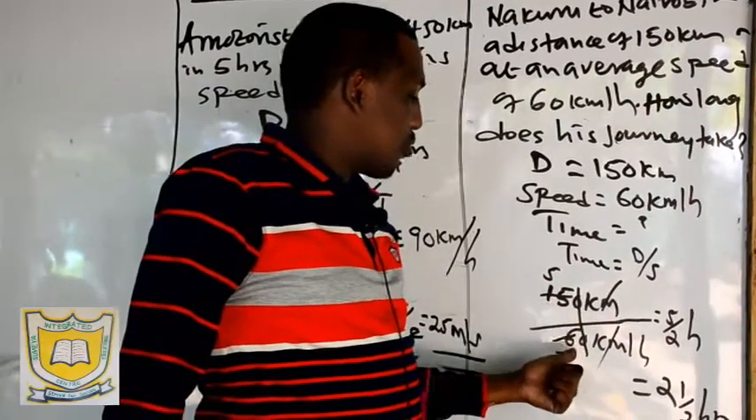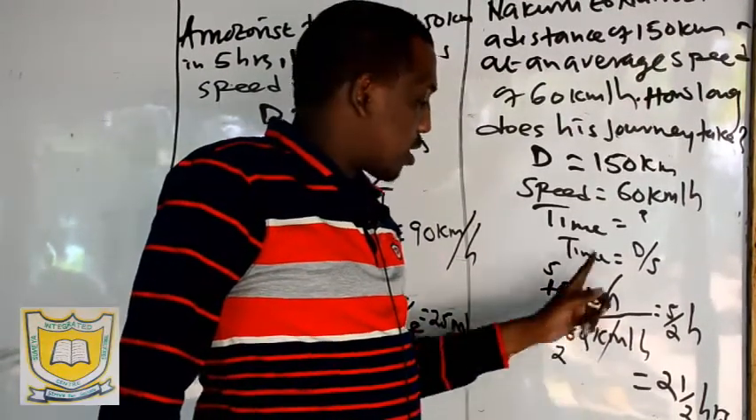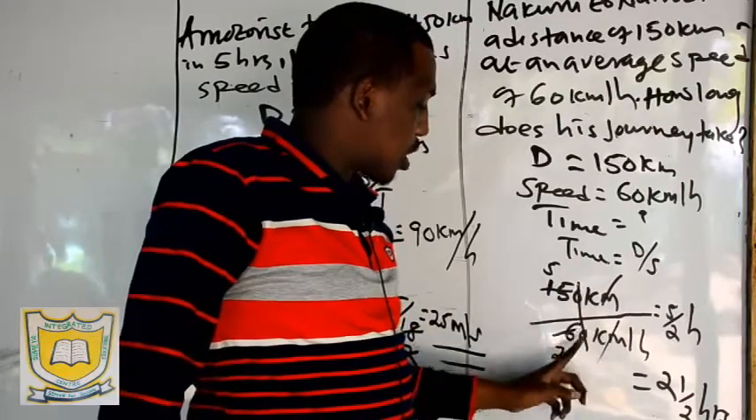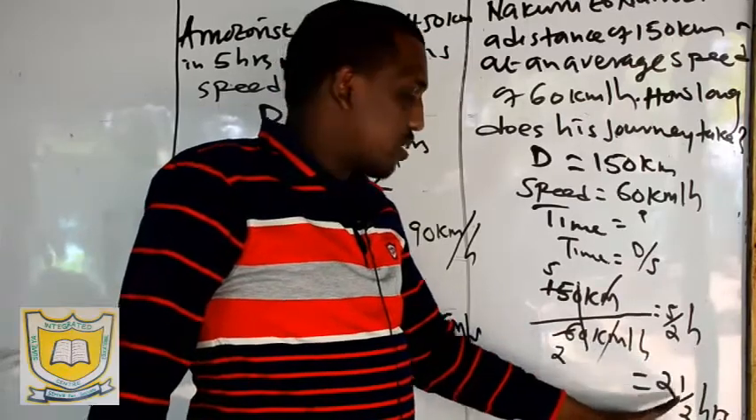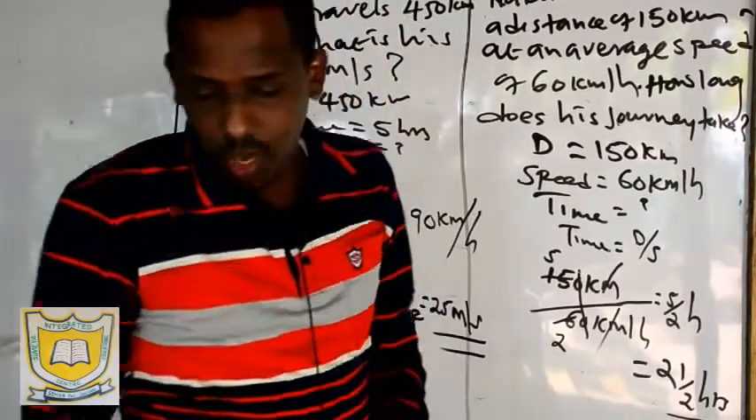Distance, which is 150, divided by the speed, which is 60 kilometers per hour. Kilometer per hour, cancel. By 3, 2; by 3, 5. So 5 over 2 hours. You further simplify, that is 2.5 hours. That's how we solve that question.